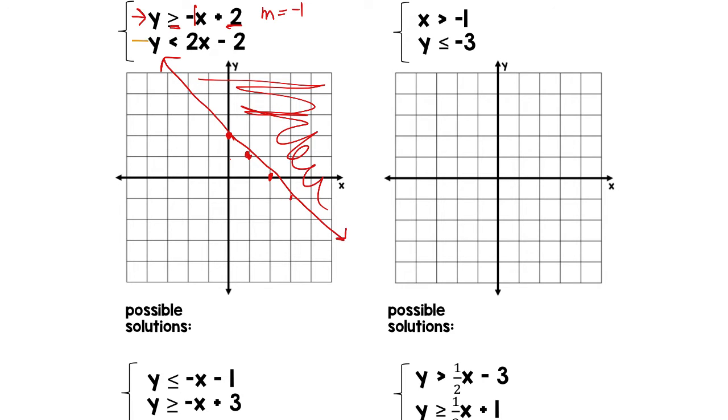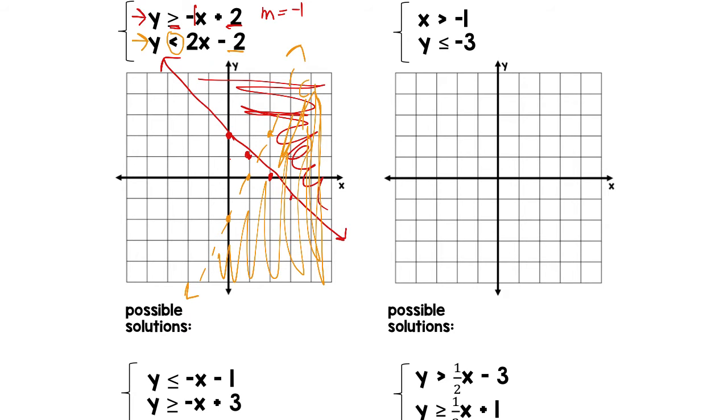Second line, y less than 2x minus 2. So the y-intercept is negative 2, and the slope's positive 2. So up 2, right 1, up 2, right 1. No equals in our inequality, so this is a dashed line. And it's less than, so we shade below.